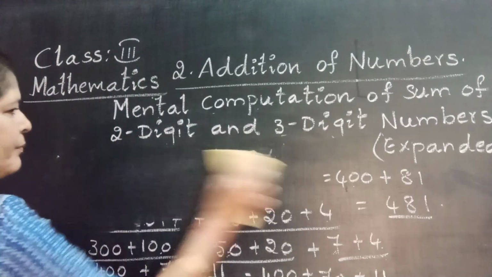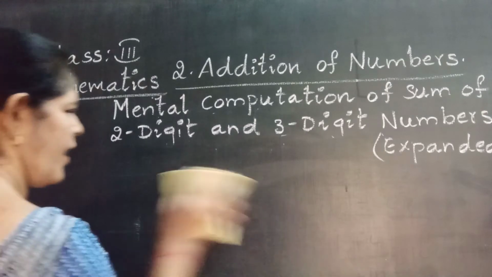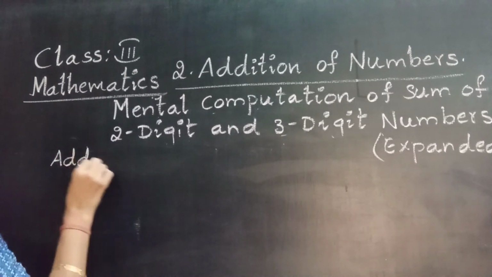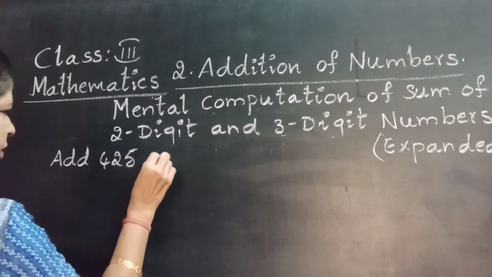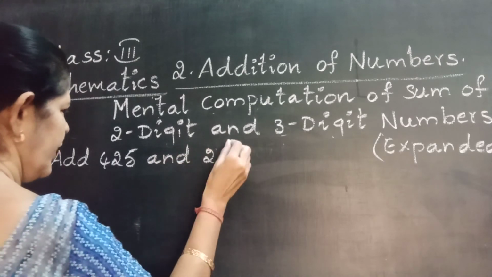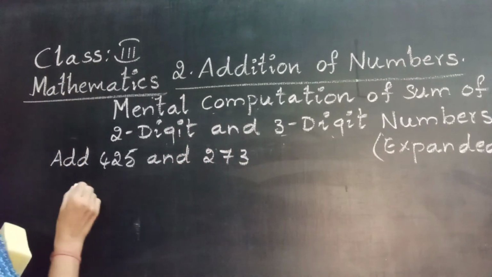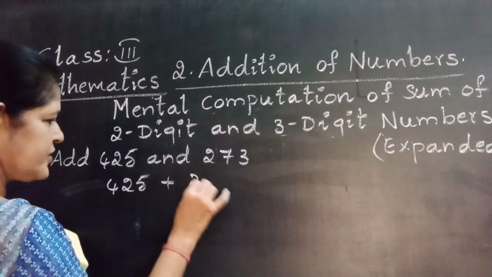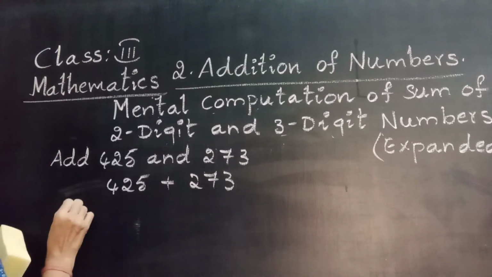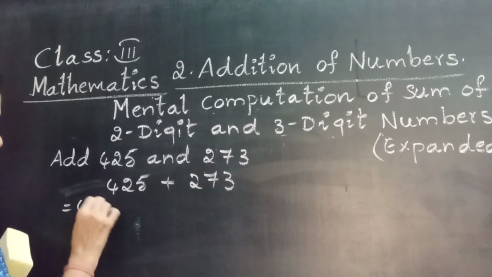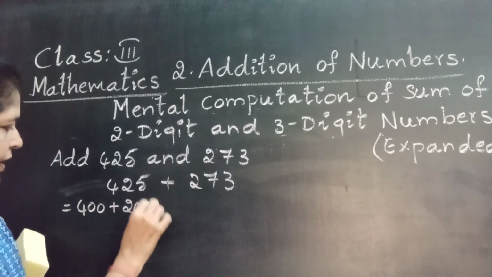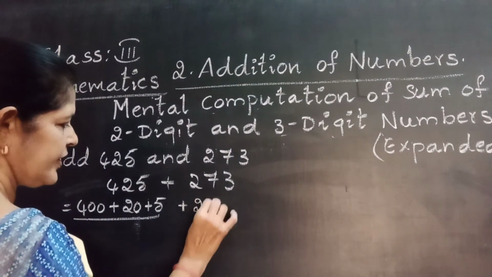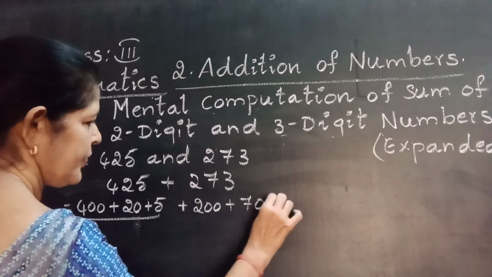Come on, 3-digit numbers using expanded form: 425 and 273. What should you write first? Take the first two numbers, 425 plus 273. Using expanded form, the expanded form of the first number is 400 plus 20 plus 5. Now take the second number. Expanded form of 273: 200 plus 70 plus 3.